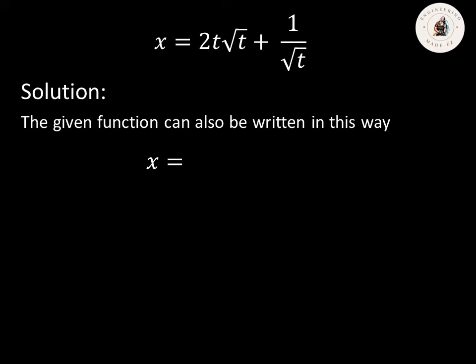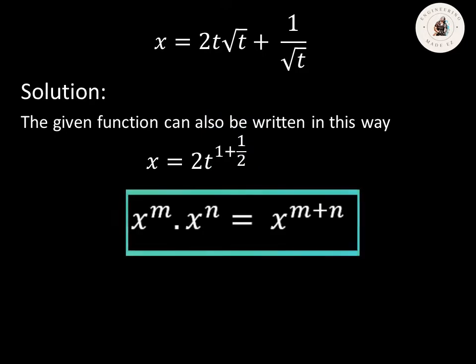Therefore, the equivalent of 2t square root of t is equal to 2t raised to the power of 1 plus 1 half. The exponent here becomes 1 plus 1 half because we have used the multiplication rule of exponent. If we have x raised to the power of m multiplied by x raised to the power of n, we will just add the exponents. So this will become x raised to the power of m plus n.